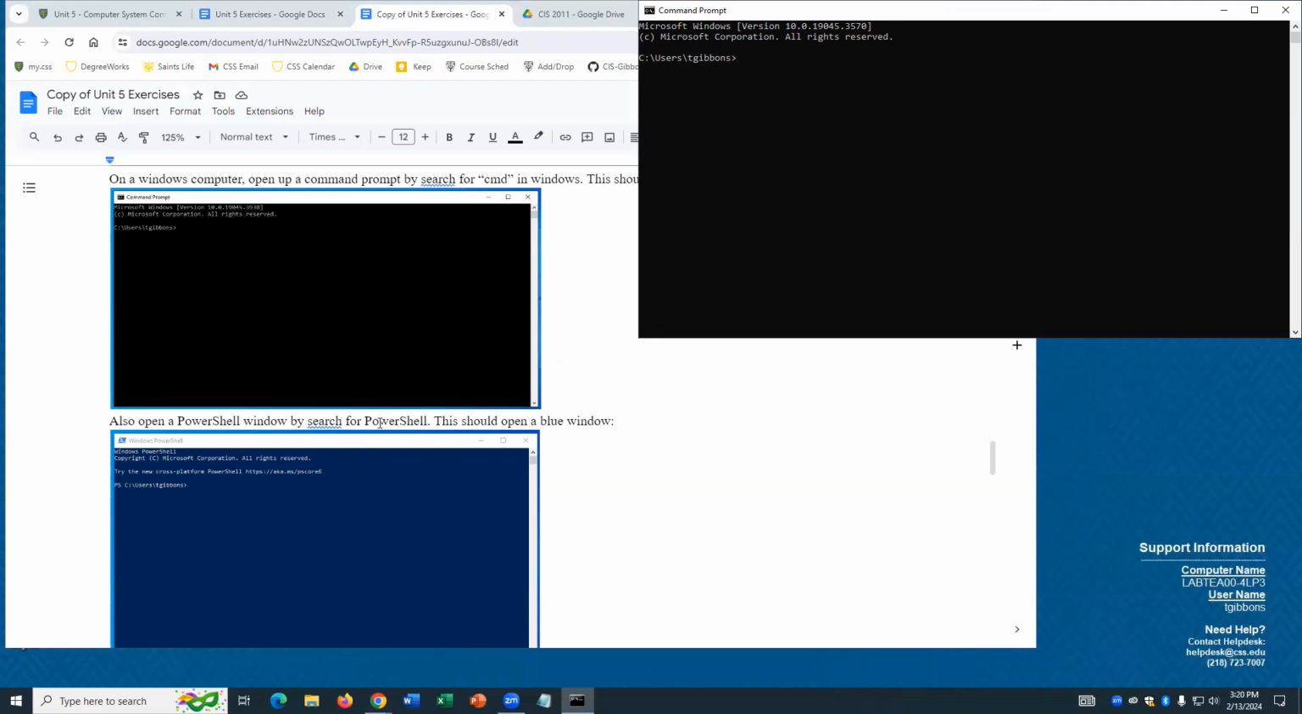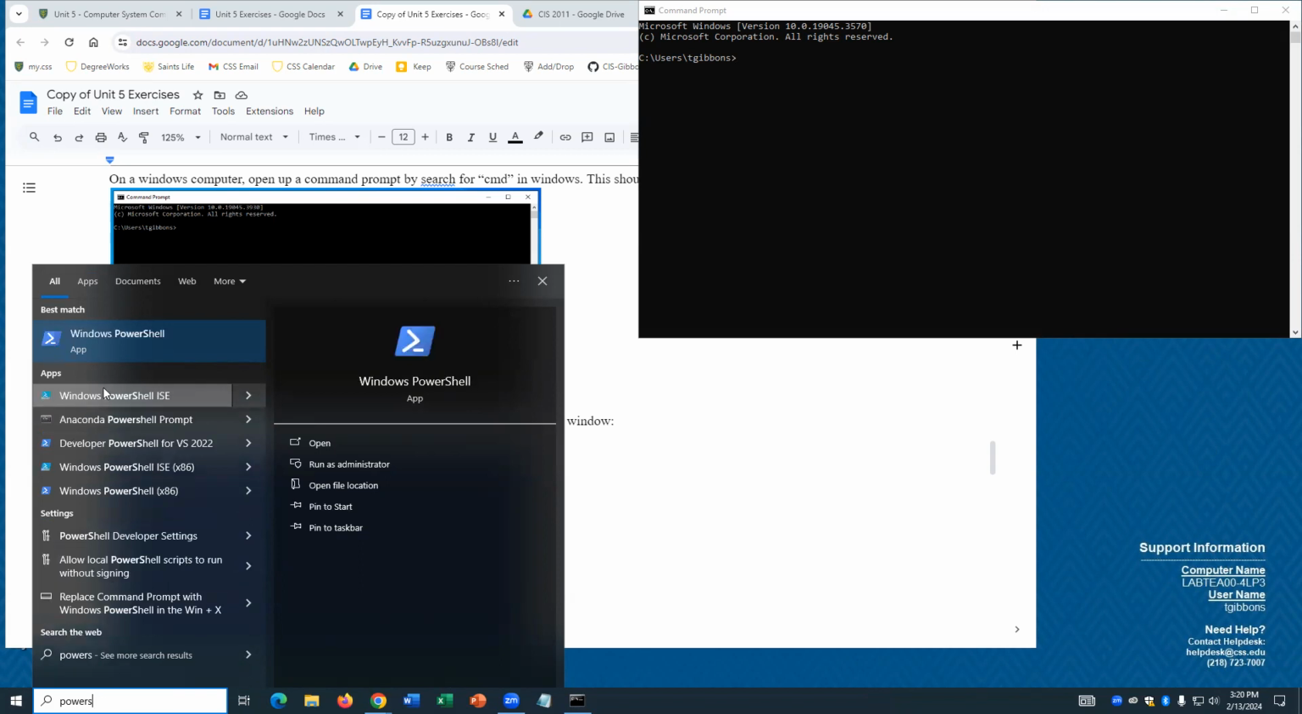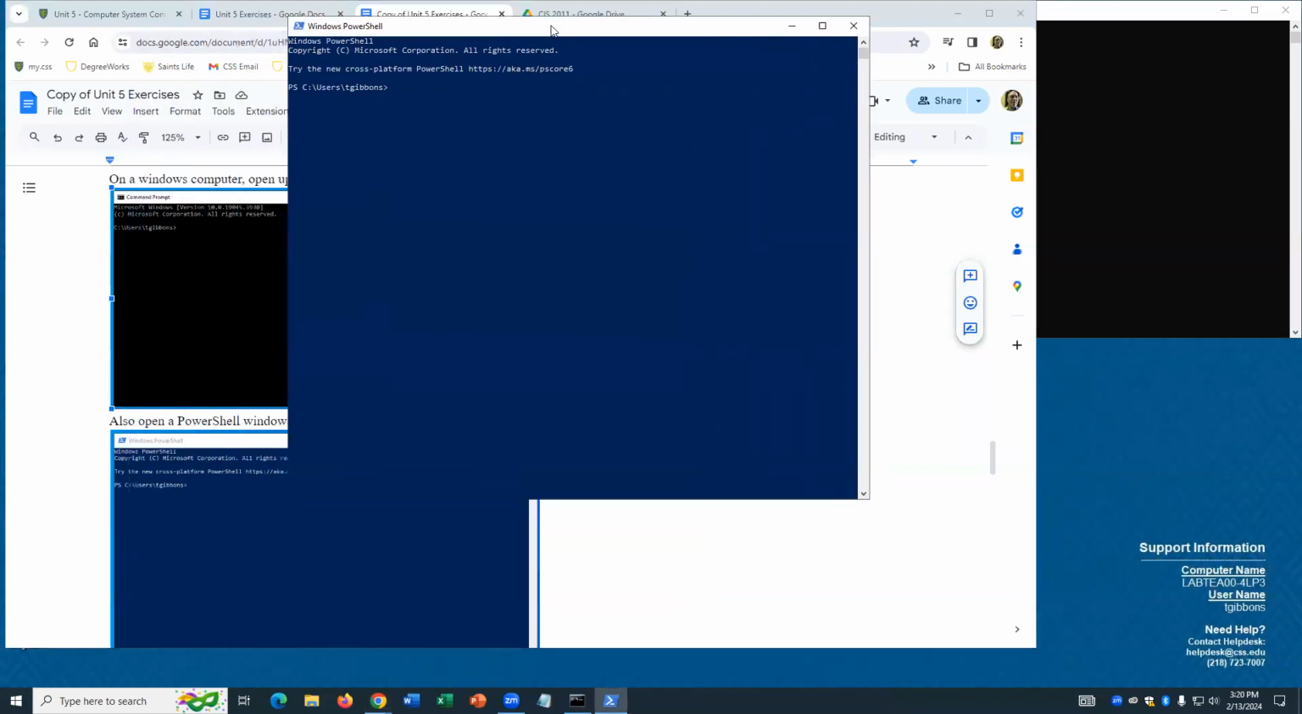The other one is PowerShell. This is a newer, more modern one. So if you type in power and you choose PowerShell rather than PowerPoint, or you type in PowerS for PowerShell, you want to get to the Windows PowerShell here.